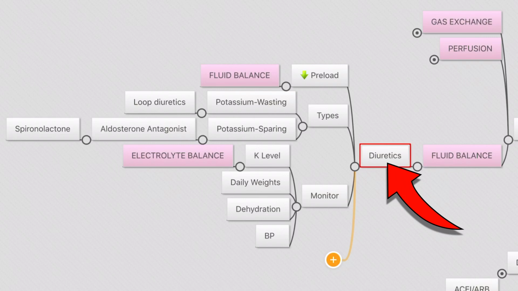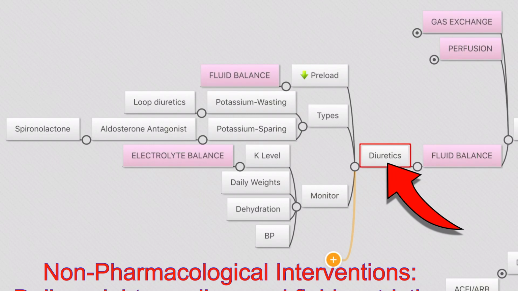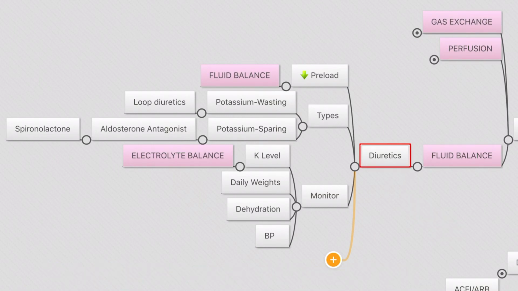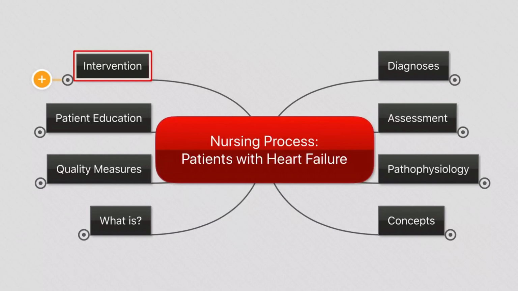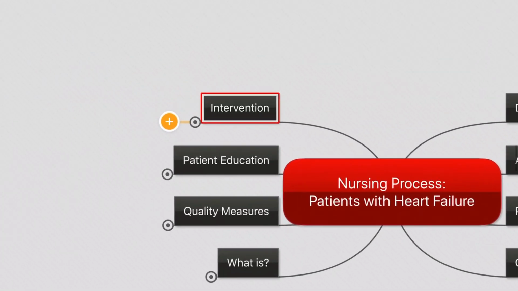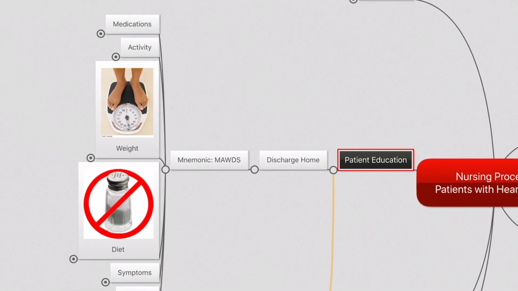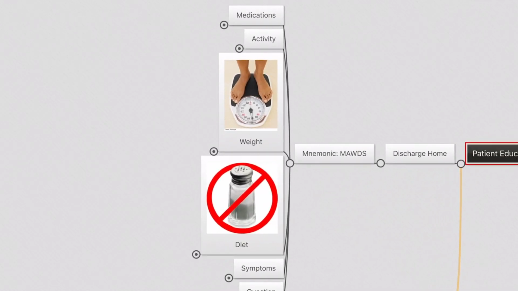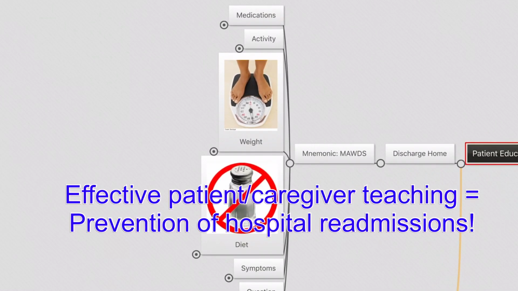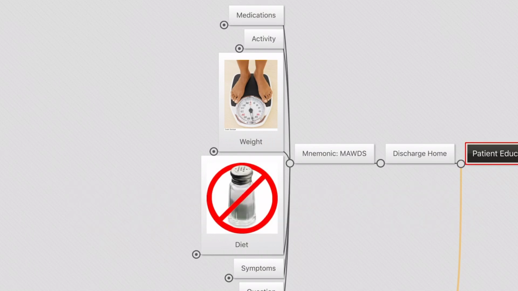Monitor daily weights to check the fluid balance, make sure the patient is not dehydrated, and also monitor the blood pressure. All right, so we're going to go over patient education. Patient education is part of the nursing intervention in the nursing process. So it's very important to teach the patient, especially when they are going home and taking care of themselves, or to teach the caregivers and family so that they know what to do at home to prevent hospital readmission.